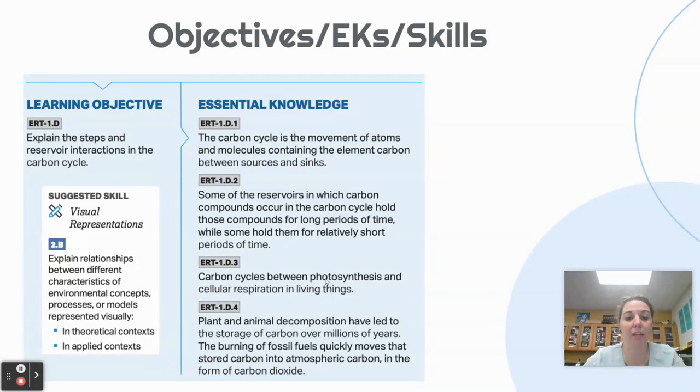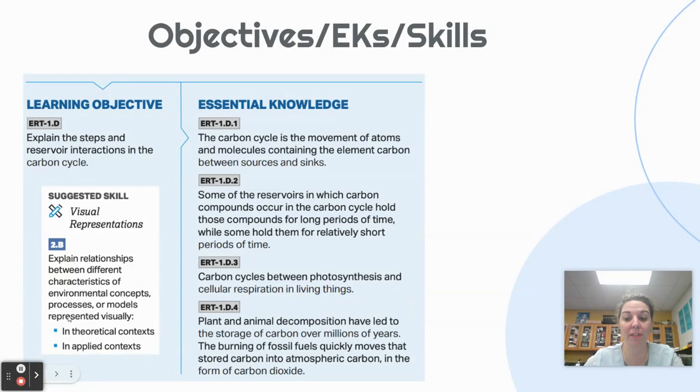You're going to understand how carbon cycles between photosynthesis and cellular respiration, and how plant and animal decomposition have led to the storage of carbon through fossil fuels or sedimentary rock. And that when we burn those fossil fuels, we're moving that carbon back into the atmosphere in the form of carbon dioxide.